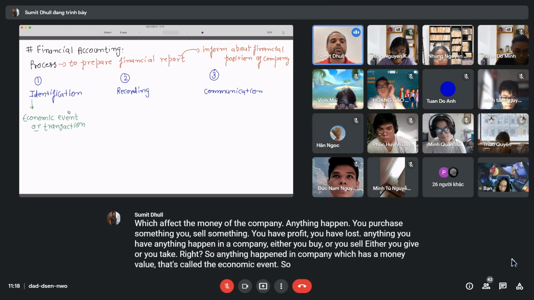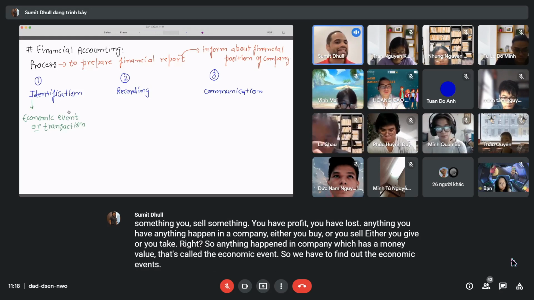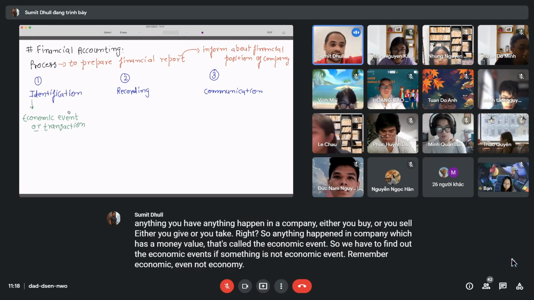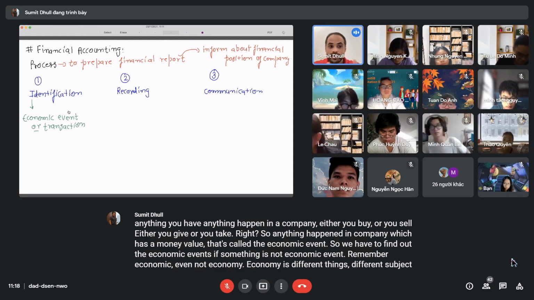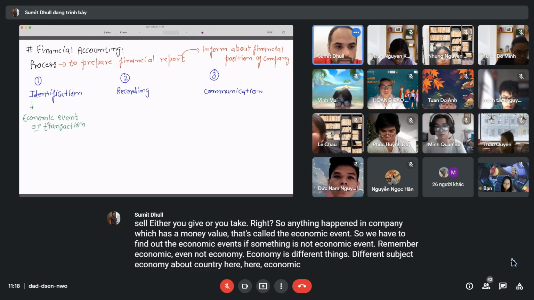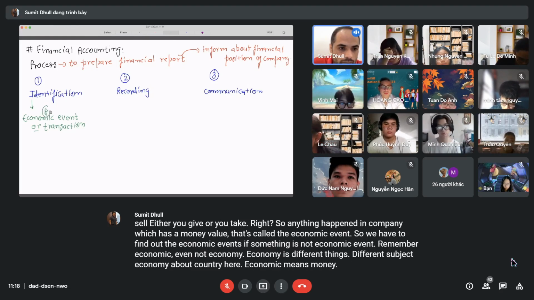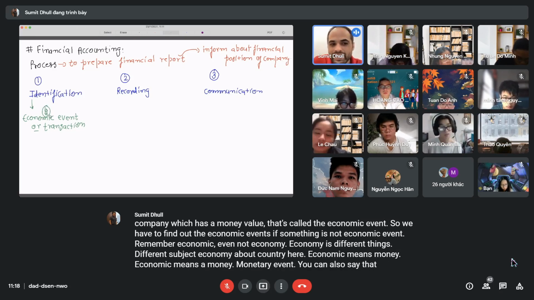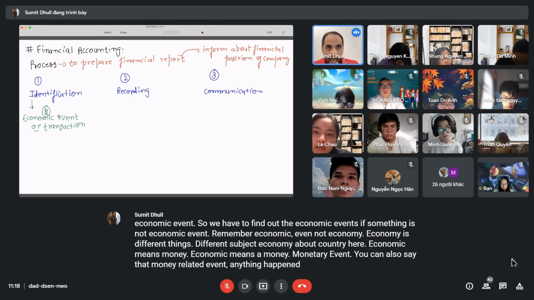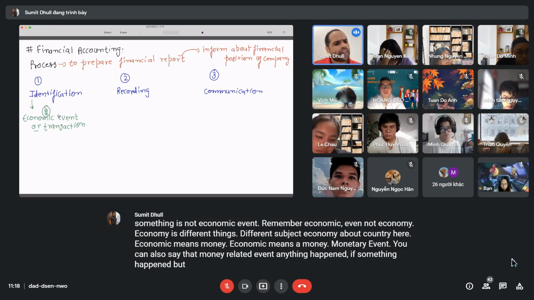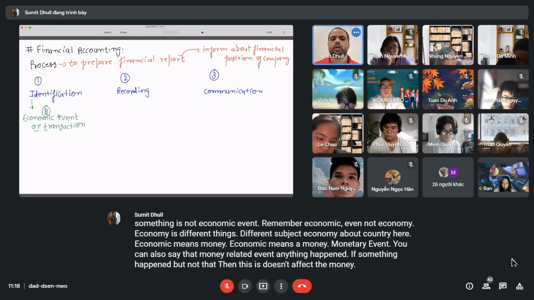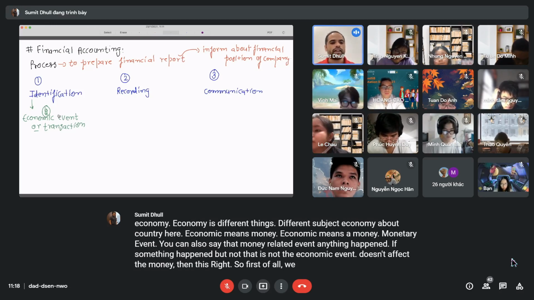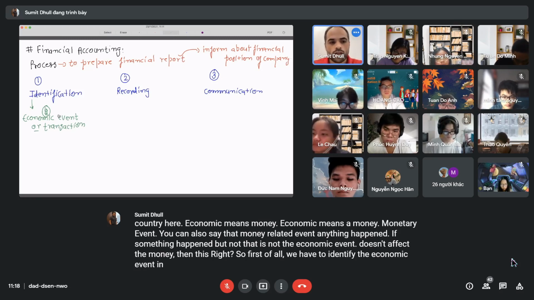So we have to find out the economic events. Remember, economic event, not economy. Economy is a different thing, a different subject. Economy is about a country. Here, economic means money. Monetary event, you can also say that. Money-related event. If something happens, but that doesn't affect the money, then this is not an economic event. All right, so first of all, we have to identify the economic event in the company.